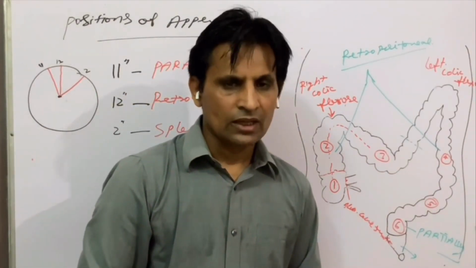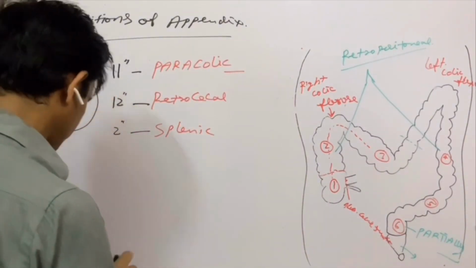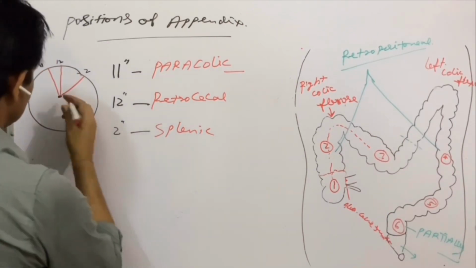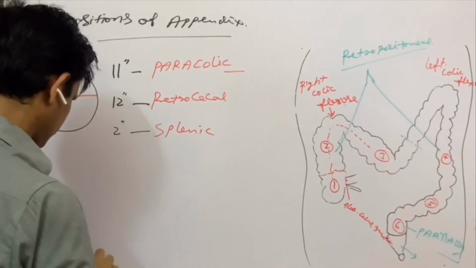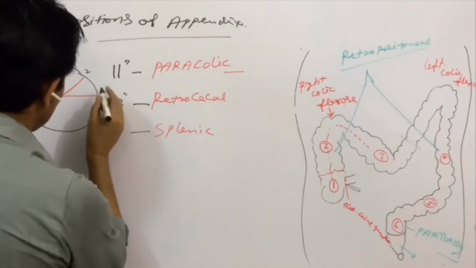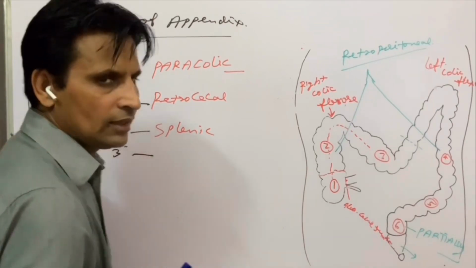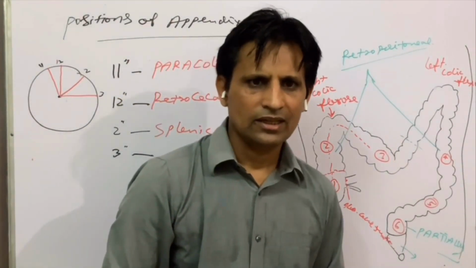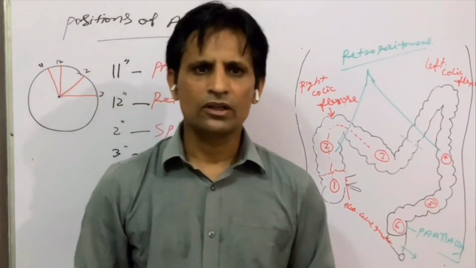And next is the 3 o'clock position. This 3 o'clock position is actually known as the promontoid position.